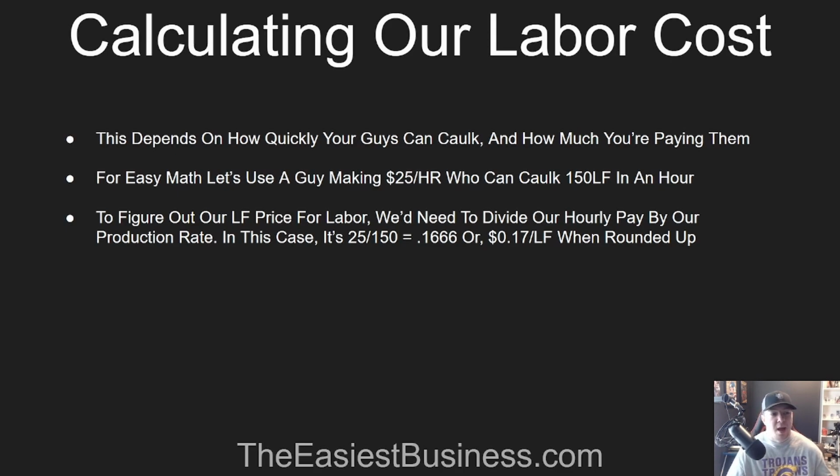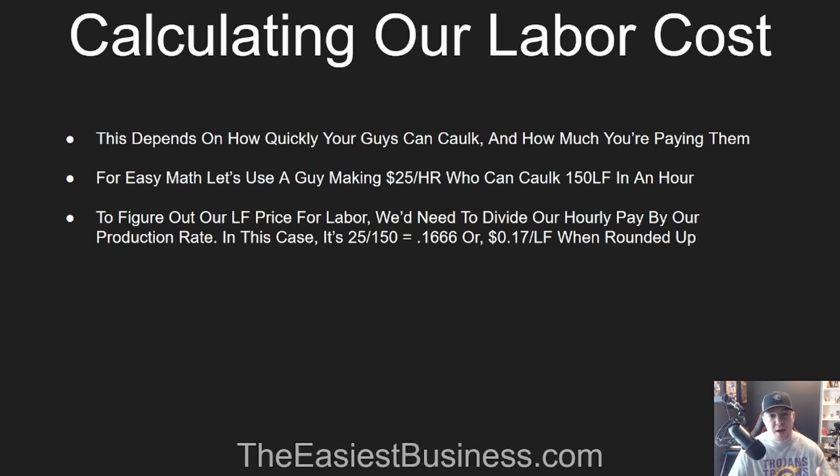To figure out our linear foot price for labor, we need to divide our hourly pay rate by our production rate. So in this case, $25 an hour divided by 150 linear feet is 0.1666. But we're going to round up, because we always like to round up just to be safe when we're estimating. So it's going to be 17 cents a linear foot once rounded up.